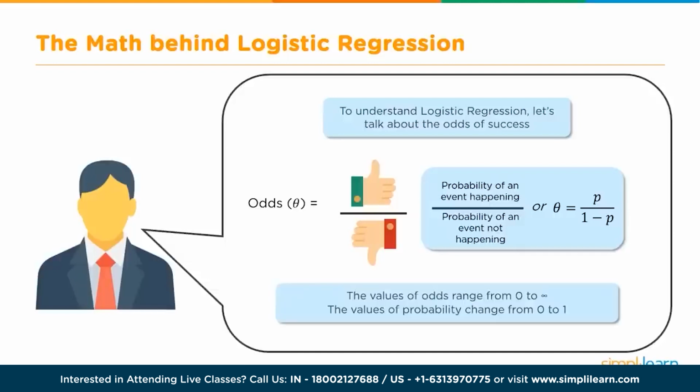This is how the math behind logistic regression looks. We are trying to find the odds for a particular event happening, and this is the formula for finding the odds: the probability of an event happening divided by the probability of the event not happening.